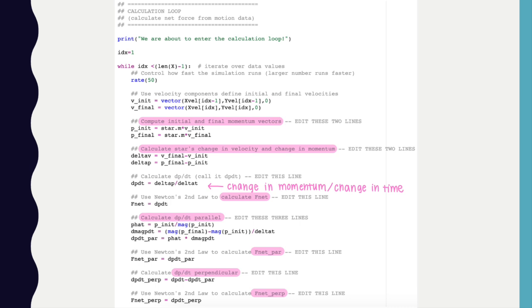This is my calculation loop. First, we calculated initial and final momentum using the initial and final velocity of the star. Then we can calculate the change in velocity and change in momentum, and therefore the change in momentum over the change in time. Then, applying the momentum principle, we know that the change in momentum over the change in time equals F net, and we can move on to calculate dp dt parallel using the formula covered previously. We can subtract it from dp dt to find the perpendicular component, and these are also equal to the parallel and perpendicular components of F net.